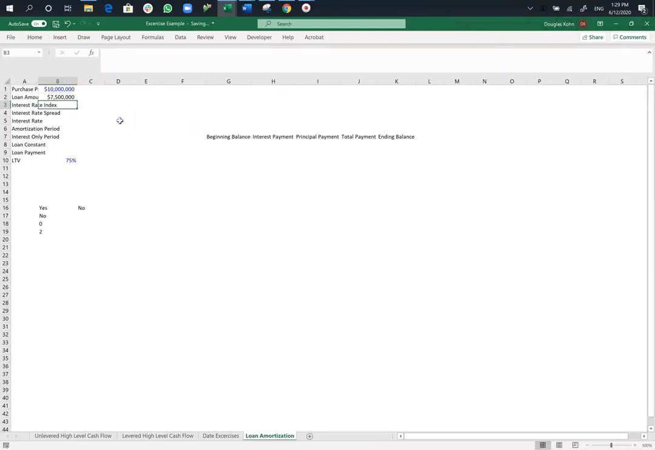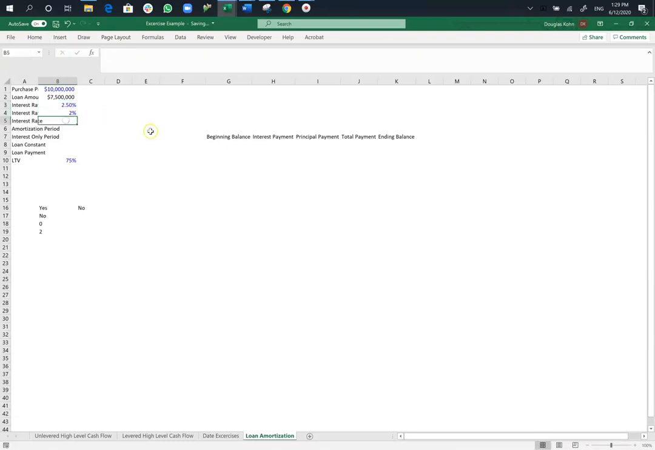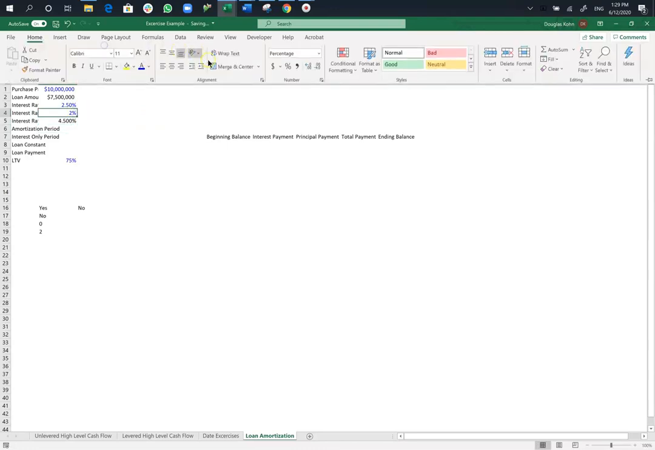Now, typically interest rates are calculated using an index and a spread. So you might have an index of 2.5% and then a spread over that the bank keeps of, say, 2%. Those are both going to be in blue. And then the total interest rate will be the sum of those two things. And let's fix the formatting here. For percents, we do 2 decimal places.